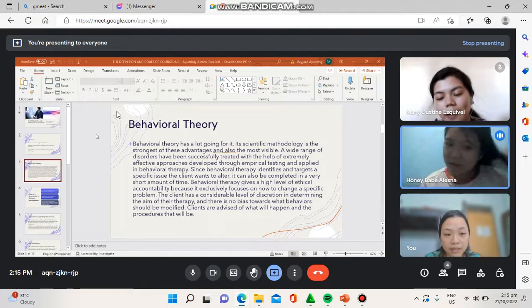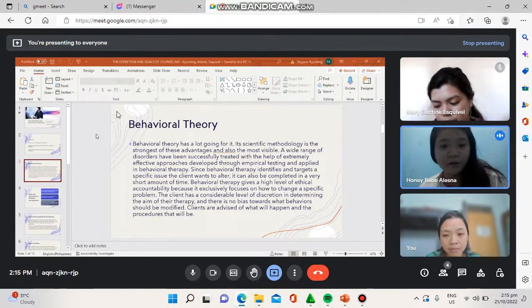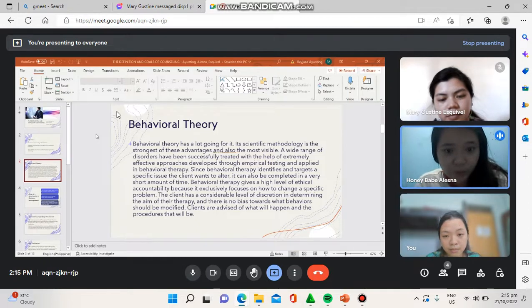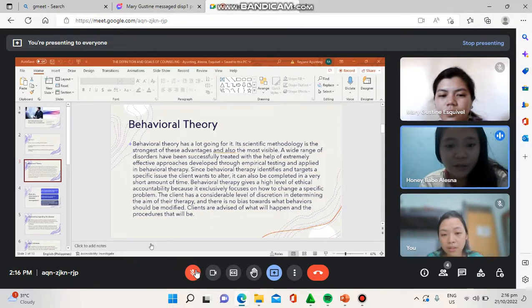Behavioral theory has a lot going for it. Its scientific methodology is the strongest of these advantages and also the most visible. A wide range of disorders have been successfully treated with the help of extremely effective approaches developed through empirical testing and applied in behavioral therapy. Since behavioral therapy identifies and targets a specific issue the client wants to alter, it can also be completed in a very short amount of time. Behavioral therapy gives a high level of ethical accountability because it exclusively focuses on how to change a specific problem. The client has a considerable level of discretion in determining the aim of their therapy, and there is no bias towards what behaviors should be modified. Clients are advised of what will happen and the procedures.